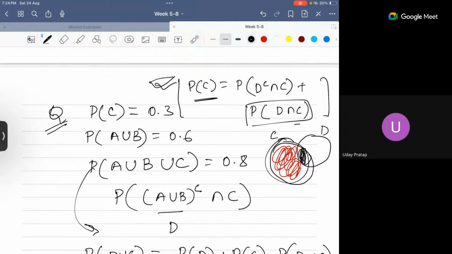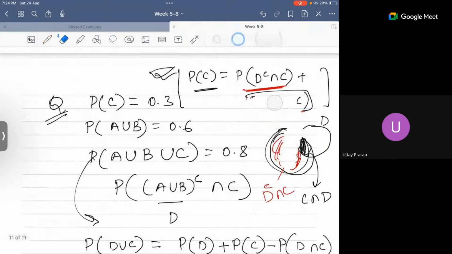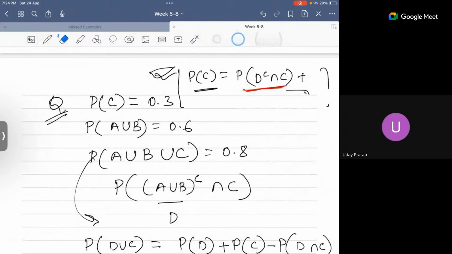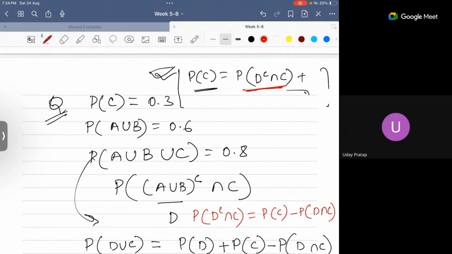The black area you can directly write as C intersection D. The red area is D complement, where D is not there, intersection with C. So this is what I have written: D intersection C and D complement intersection C. If you know this, you can directly solve this problem. What has been asked is the probability of D complement intersection C, which is the probability of C minus the probability of D intersection C.